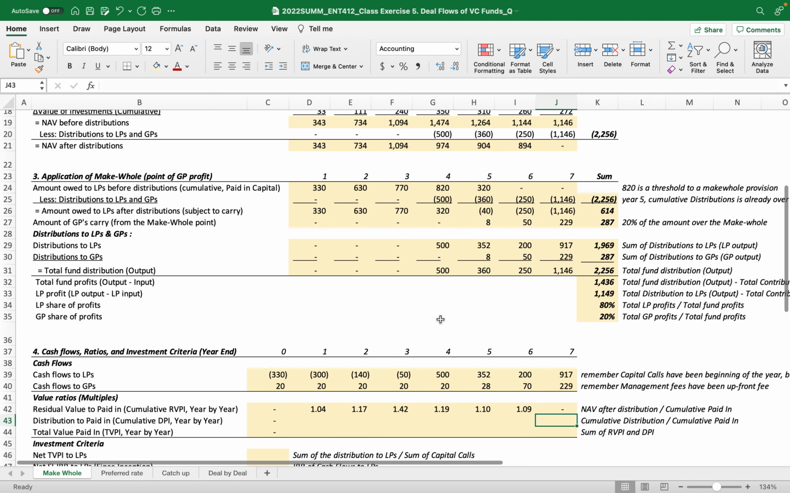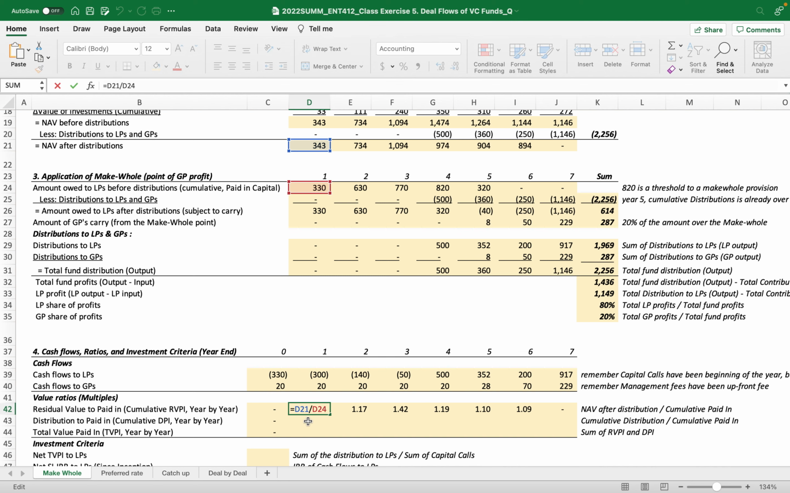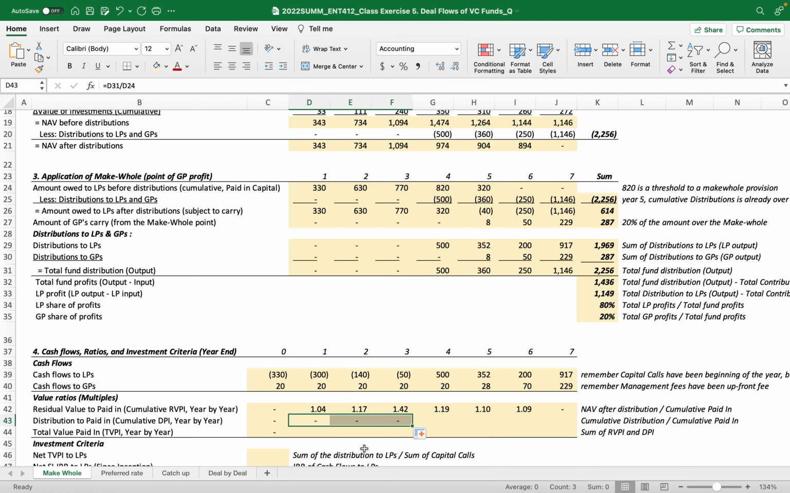Now the distribution to paid in, which is the cumulative DPI, as the multiple balance, right? Distribution to paid in, we are using the same way here. Where is the distribution? Right, there you go. The distribution amount is here. Found the distribution divided by, right, there we go. So which is 0. Every year has been 0, right?